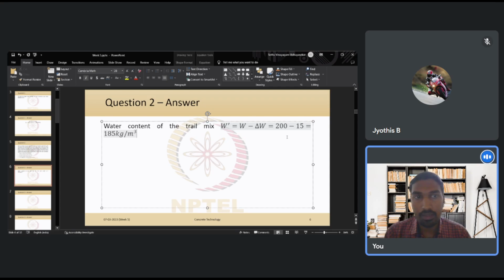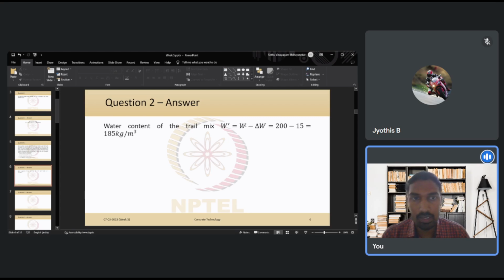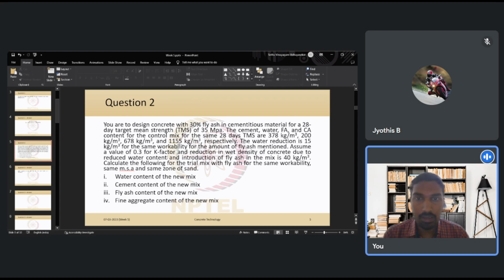Right, so that's it. Because we are given both pieces of information, the water content for the control mix and also the reduction in water content when the fly ash is added for the same amount that is given in the question, it is just a difference of the two. But why is the water content reducing?